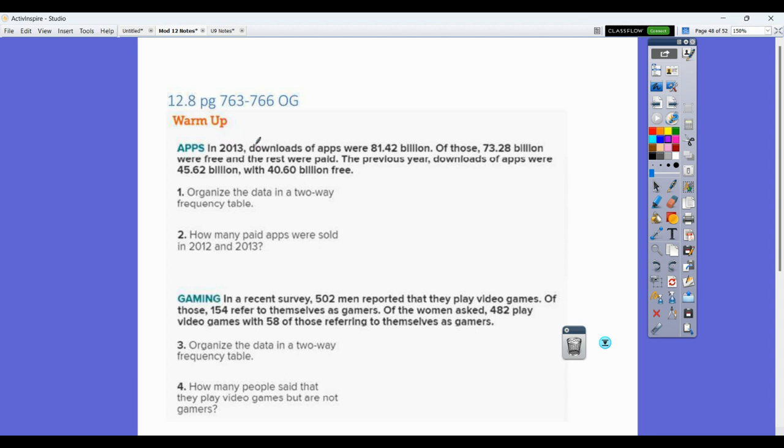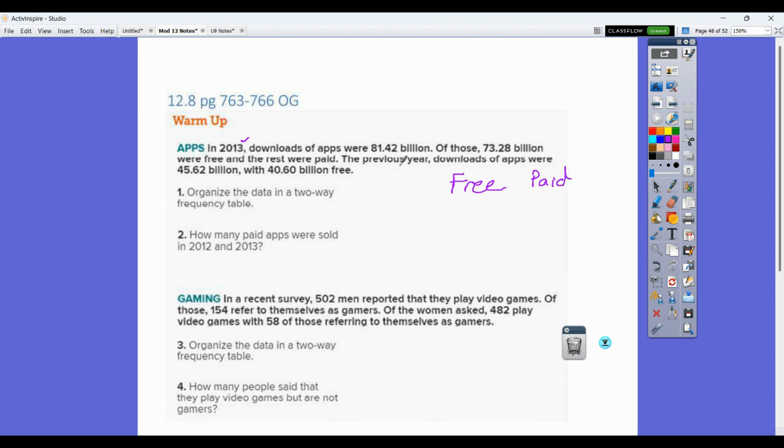So in 2013, so it's giving me a year, downloads of apps were 81.42 billion. Of those, 73.28 billion were free and the rest were paid. The previous year, downloads of apps were 45.62 billion and 40.60 billion were free. So it looks like we have paid versus free and we have years, okay? And it doesn't matter which order you do this in. You can do free and paid on the top and the years.